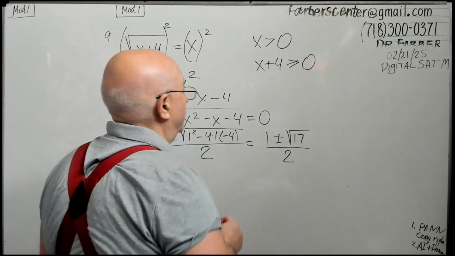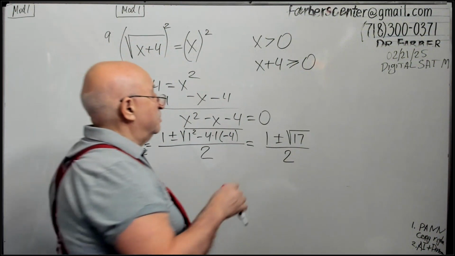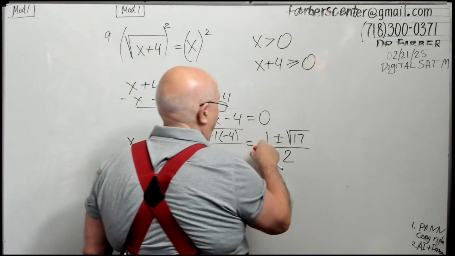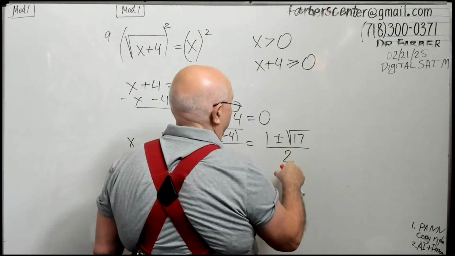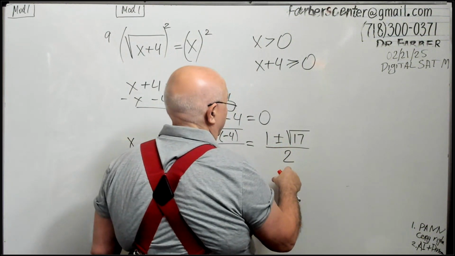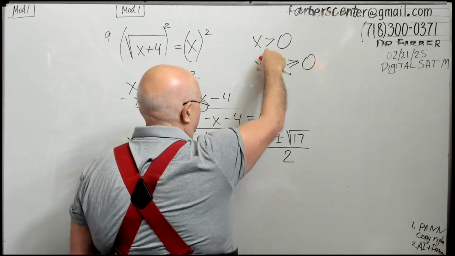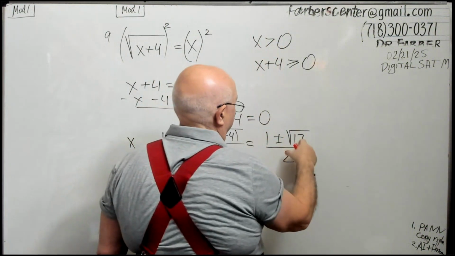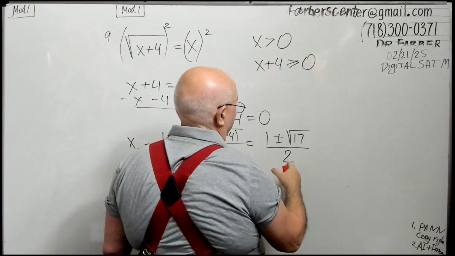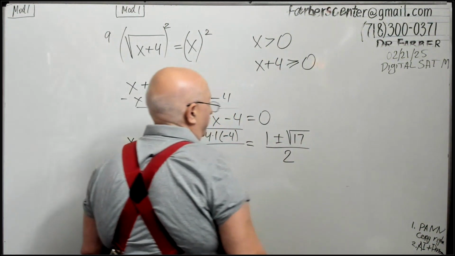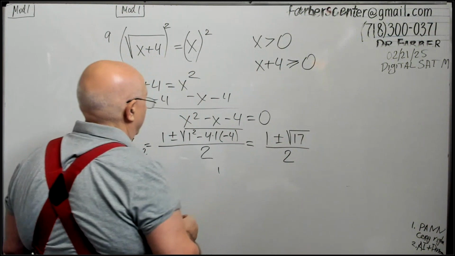Square root of 17 is more than 4 something, right? If you use minus, 1 minus 4 is negative 3. Negative 3 divided by 2 is impossible, because x is supposed to be greater than 0. If you add, 1 plus 4 is 5. 5 divided by 2 is 2.5. It's fine. It's only one solution.